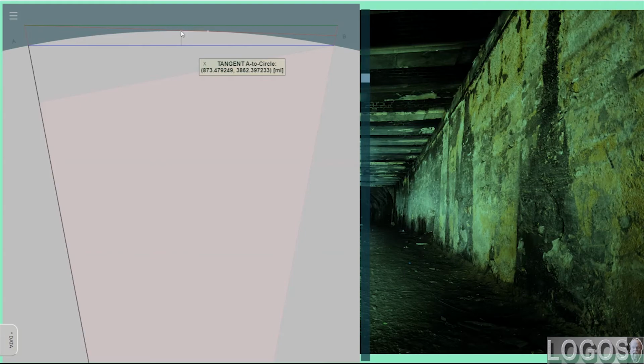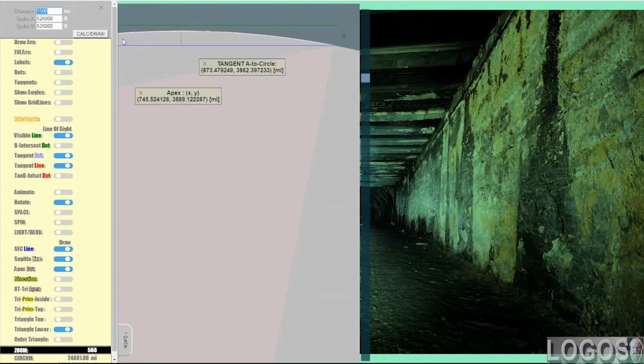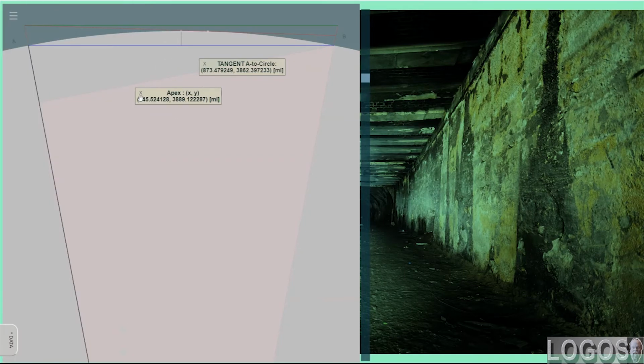And did I program this into there? Yeah, the apex. So that's 745 miles. And we're looking at what, 1,500 miles? Yeah. Now the apex, we're talking about x. So it's half the chord, not half of the arc length, because we're talking about xy coordinates on the Cartesian plane.